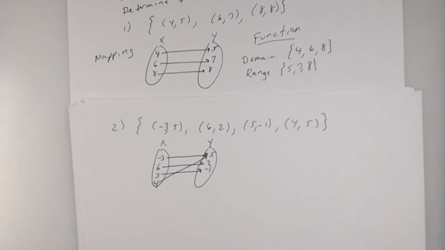Now, here's where students get a little confused with something that looks like this. Is this a function or not a function? Some people say it's not a function, some people say it's a function. Well, let's think about this. What's the definition of a function? X can only have one value. For each x coordinate, there is only one y coordinate associated to it. So let's talk about that.